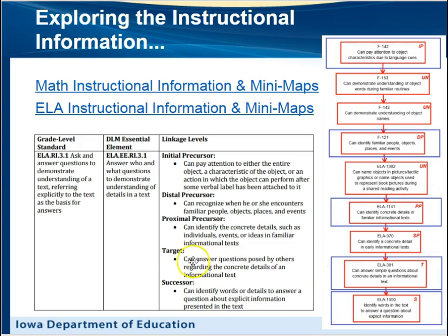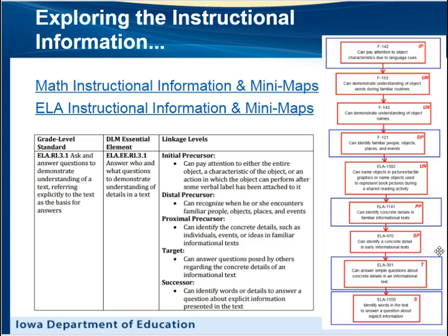The target skill. So the target of this essential element is the student can answer questions posed by others regarding the concrete details of an informational text. And the successor, beyond that, can identify words or details to answer a question about explicit information presented in this text.